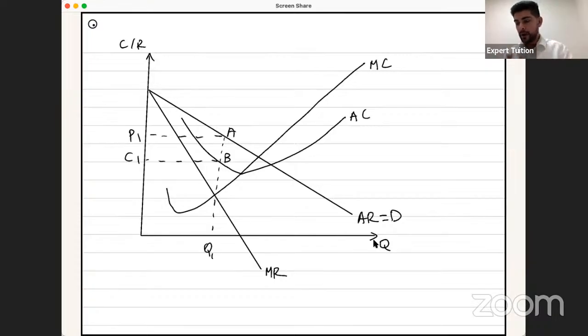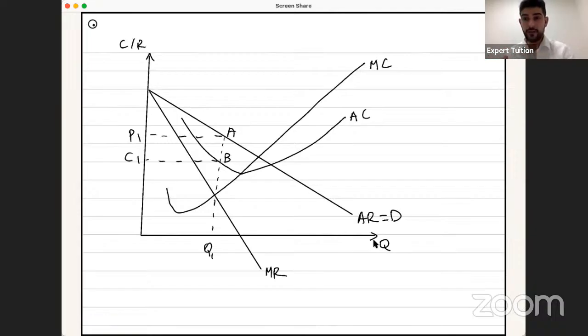Anyways, right. So our supernormal profit area was initially P1, A, B, C1. Cool. When two firms merge, do you agree that the firms are now going to have more market share? And if they have more market share, that simply means that they have more customers. And if they have more customers, do you agree that the demand curve is shifting outwards?